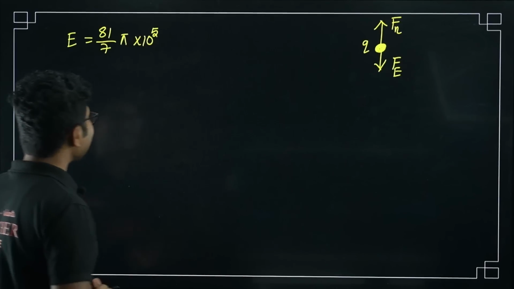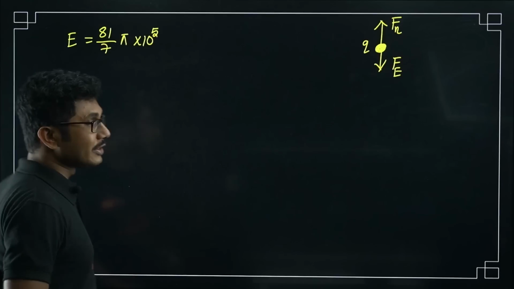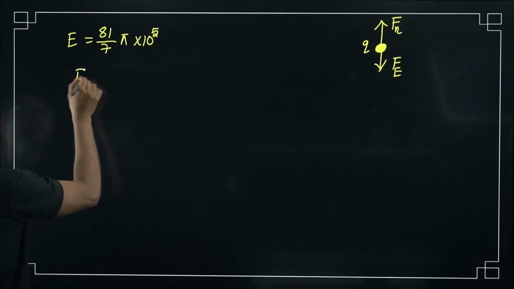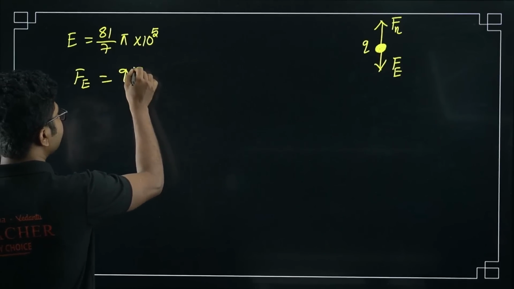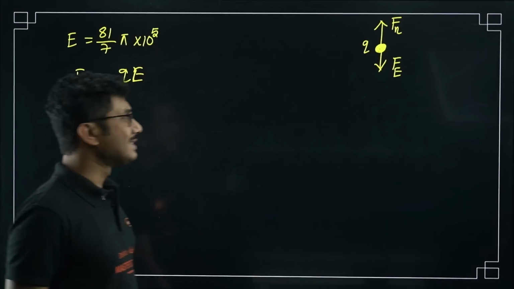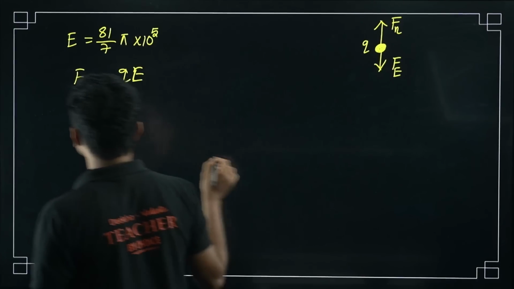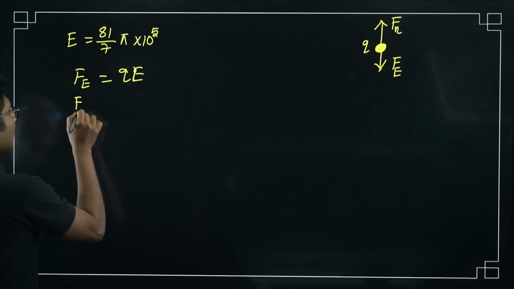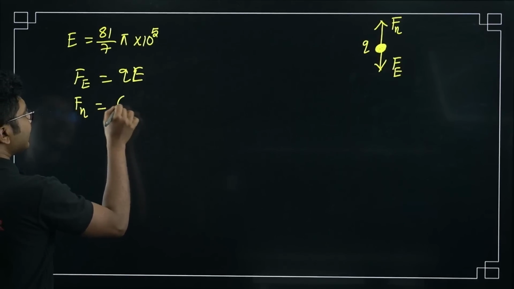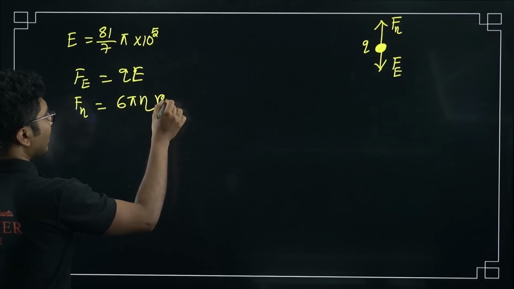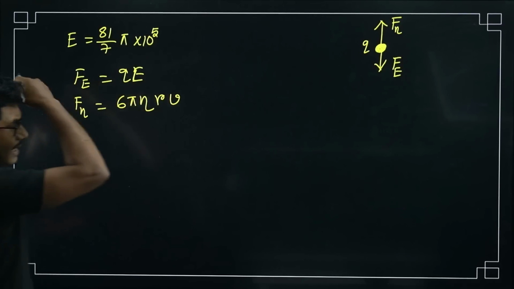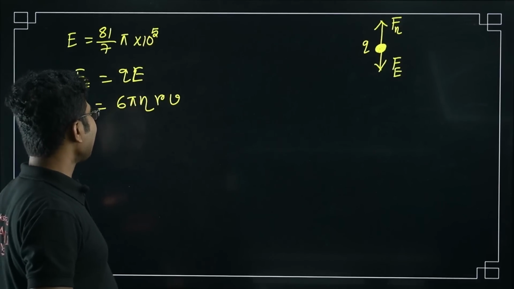Now you have to understand the force on this charge. What is the force? Electric force, which must be Q into E. Now what is the drag force? Drag force is given by 6 pi eta r V. Okay, 6 pi eta r V.